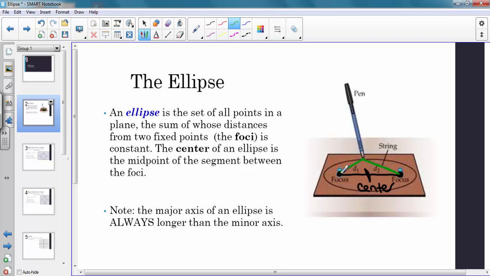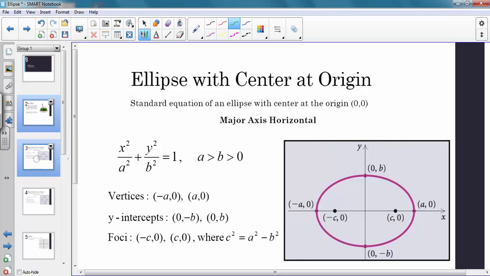going to be constant. So if I take my pen and I go all the way around this ellipse, I'm constantly changing my values of d1 and d2, but the sum of d1 and d2 is what's going to remain constant. And note that what we call the major axis of an ellipse is always going to be longer than the minor axis, and we're going to talk about that in a little bit more detail on the following slide.